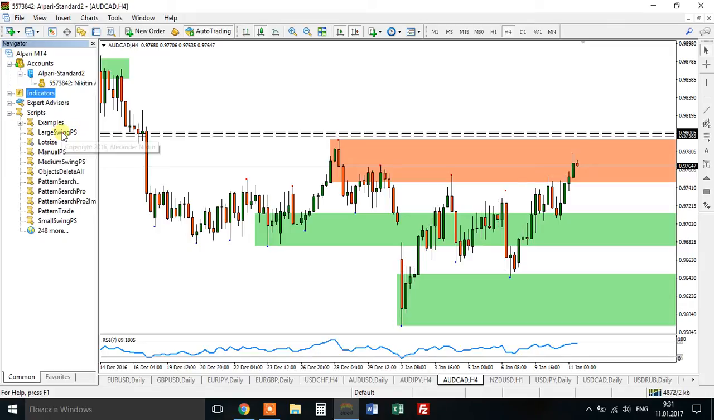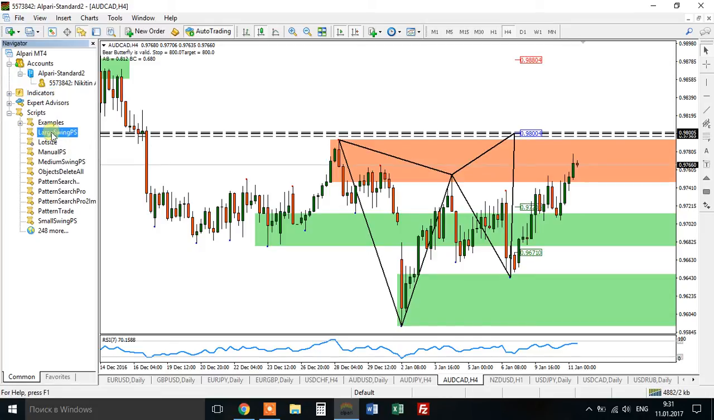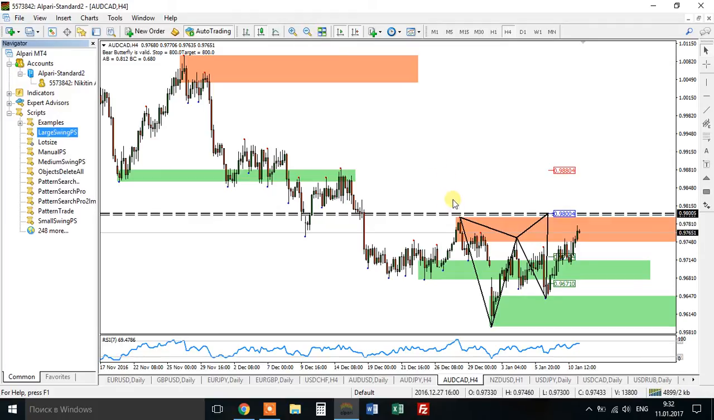I can run my pattern search scripts in case we have some advanced pattern formations, butterflies, bats, gartleys, or ciphers. Let us see. First, I will analyze the large swings. Lucky, we have a butterfly pattern, 80 pips stop. Okay, and it terminates exactly at that Fibonacci confluence area. Okay, so this looks very appealing to me.